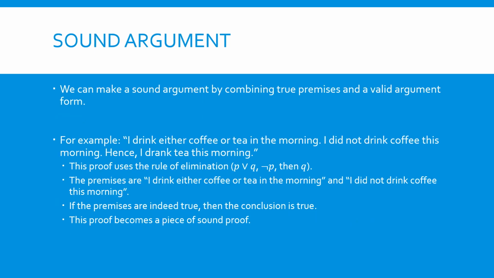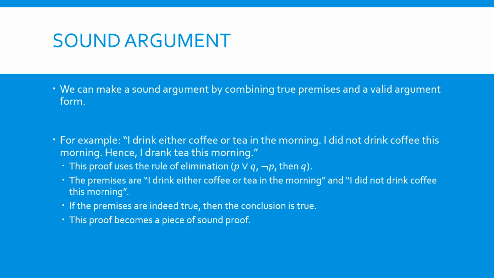We can use these rules of inference to construct sound arguments. For example, say we have an argument: I drink either coffee or tea in the morning. I did not drink coffee this morning. Hence, I drank tea this morning. This proof uses the rule of elimination: P or Q, not P, then Q.